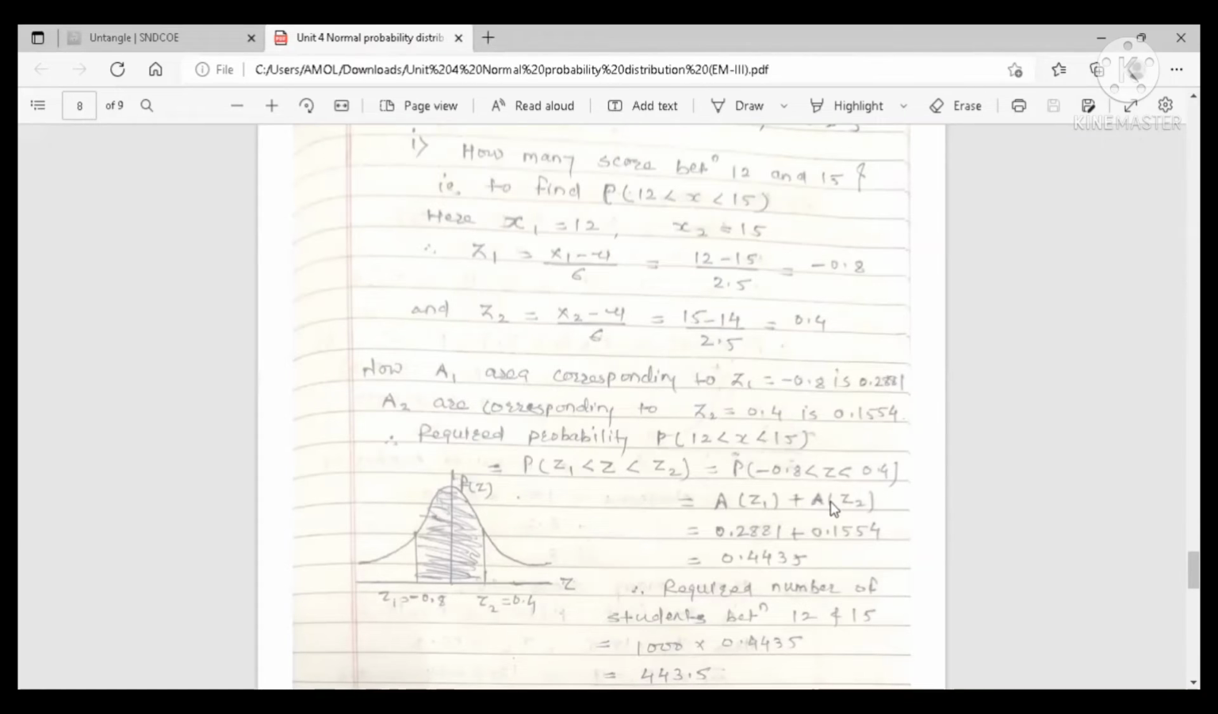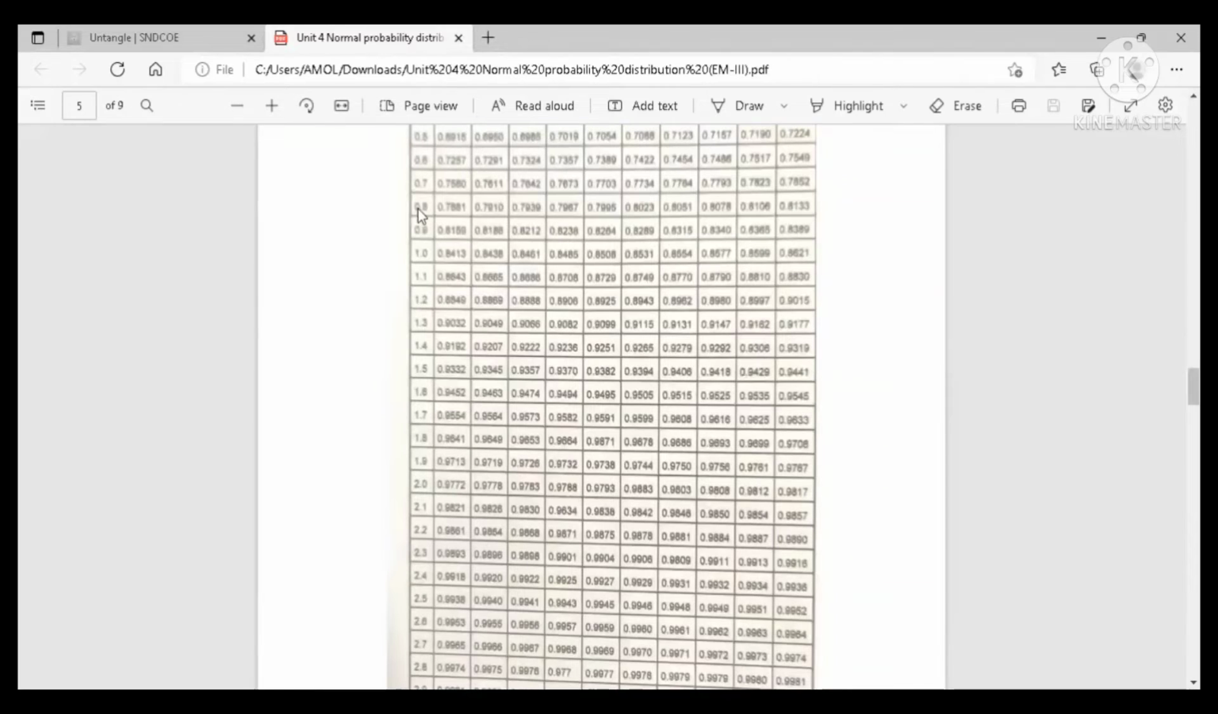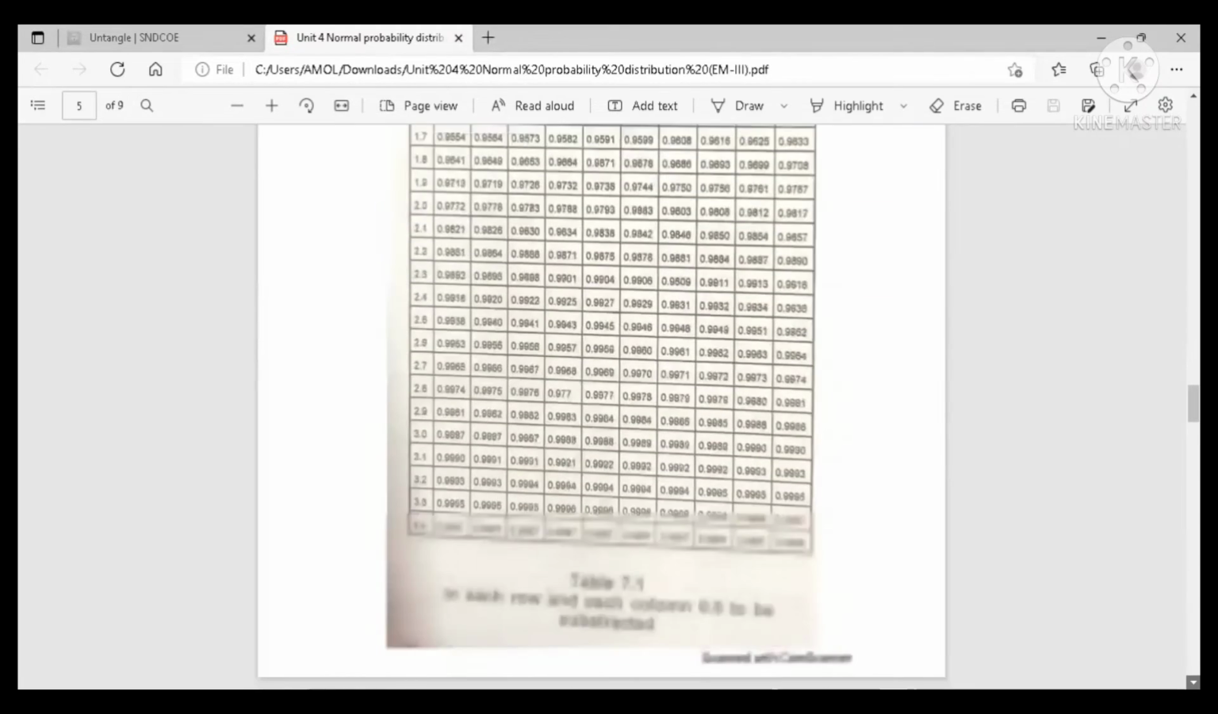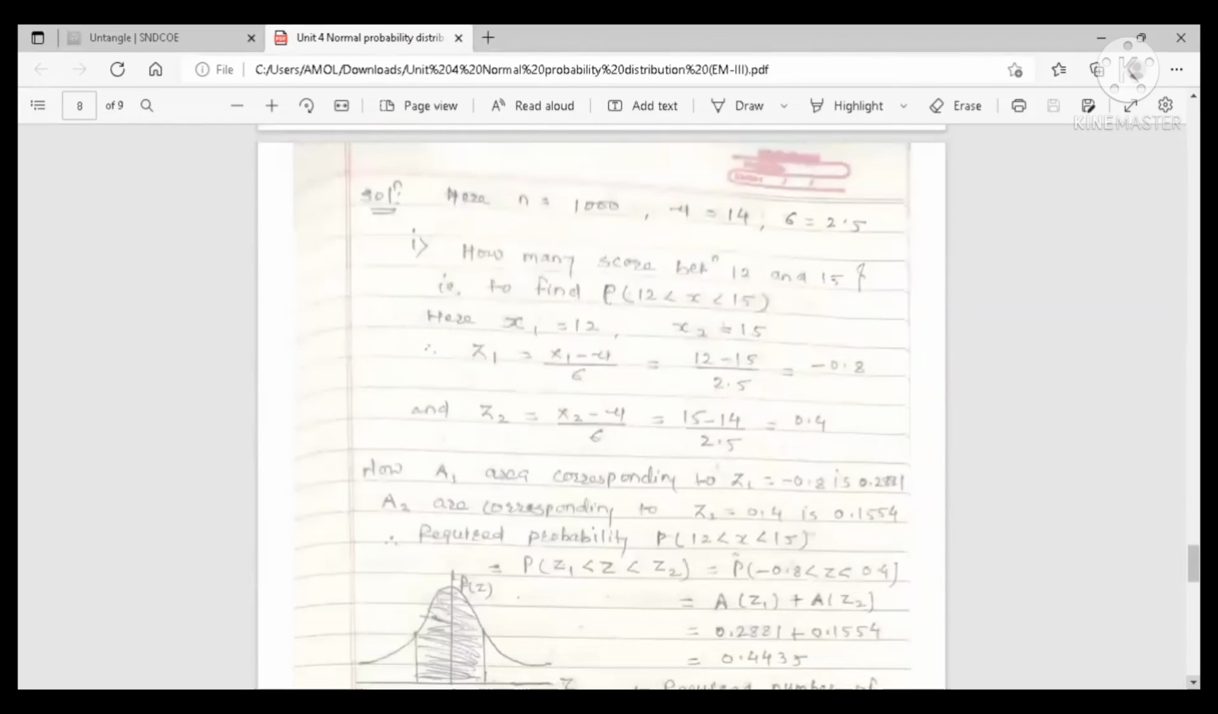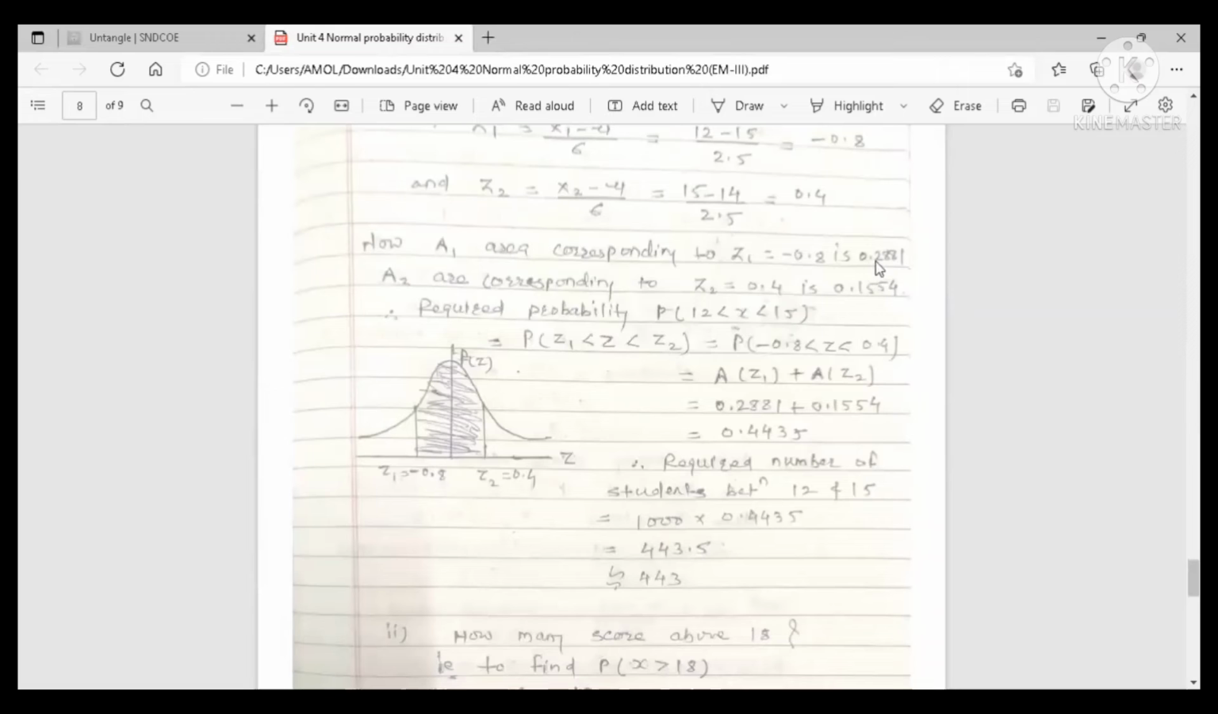What are the area of Z1 and the area of Z2? You can find them from the normal distribution table. Z1 is minus 0.8, so we find the area of 0.8 from the normal distribution table. In the first column you see 0.8, with the value 0.7881, and you subtract 0.5 from this value, and so you will get the area, which is 0.2881.